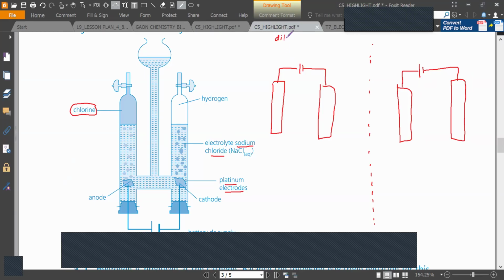We can have dilute sodium chloride, and then we can have concentrated sodium chloride. What's the difference? In this one, the chloride is less. In this one, the chloride is more. So that's the difference.